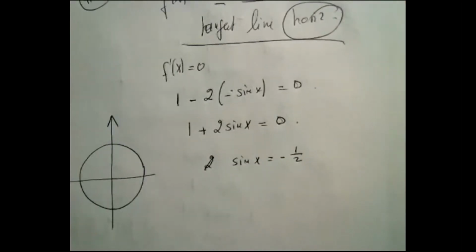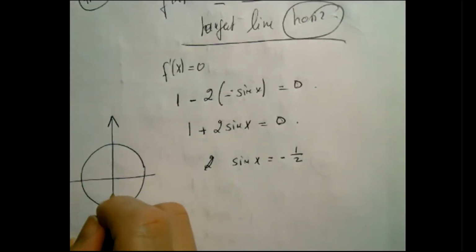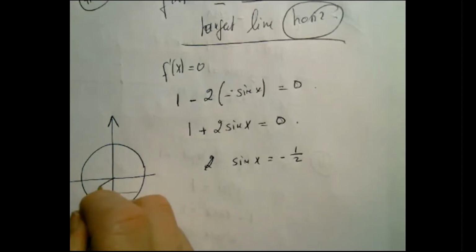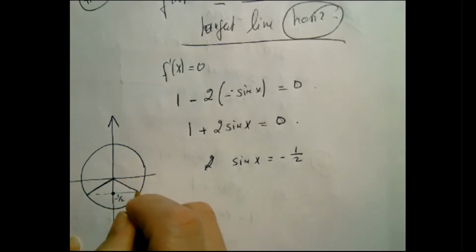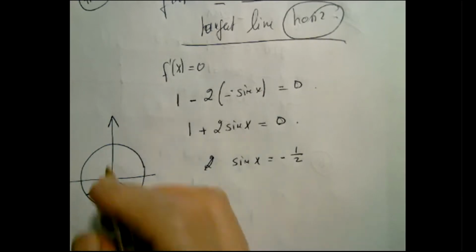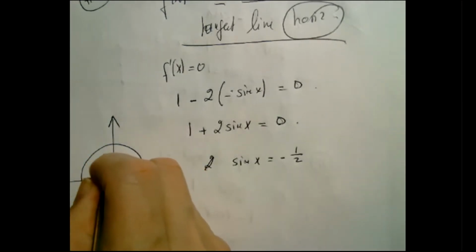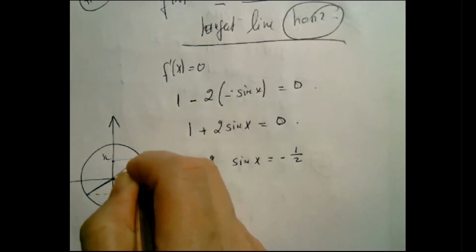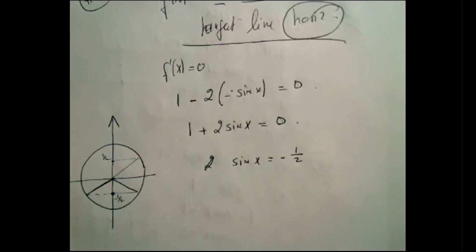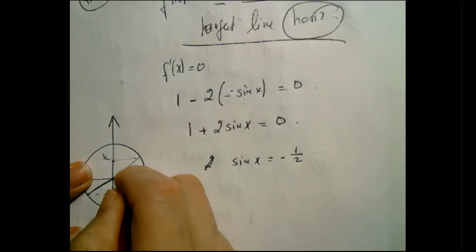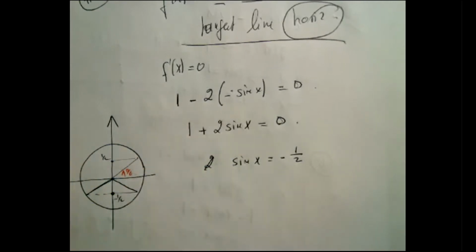And I want the sine to be minus a half. So the sine is the y coordinate, so that's minus a half. So I'm after these angles here. Now I use my reference angle, and of course my reference angle is right there. So that's the reference angle, and we know that if the sine is a half, this has to be pi over 6.